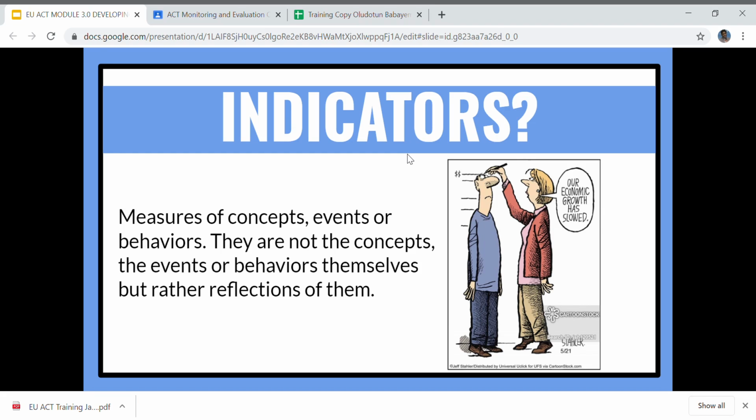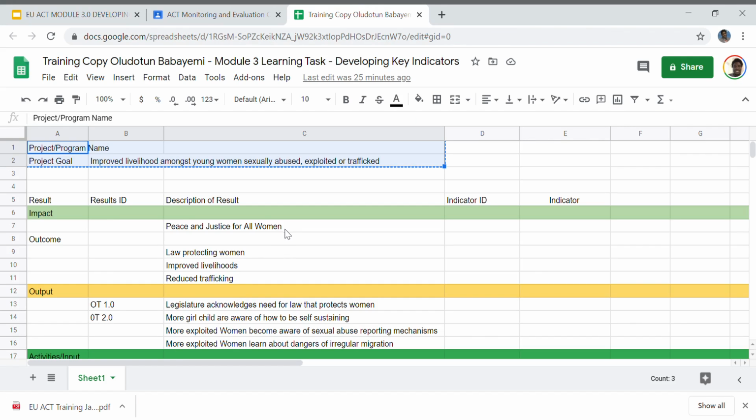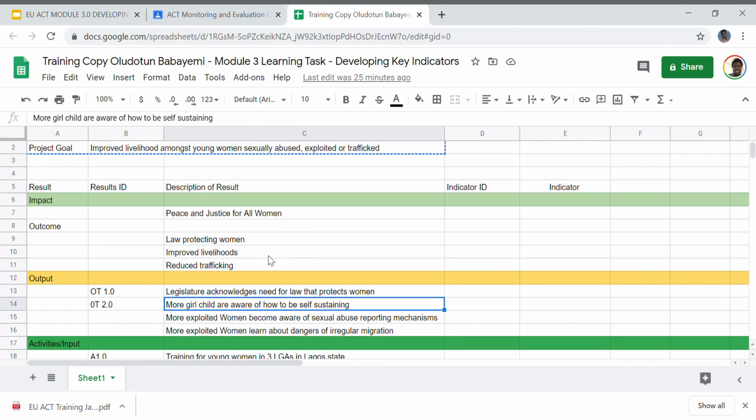So what are indicators actually? They are the measures of all your events, the behavioral changes, the objectives you have outlined in your result chain. So for example, this is what we did in Module 1, right? They actually measure what you have added in here. So if you say the legislature acknowledges need for law that protects women, the measure of it will then be our indicator. That is what it means.